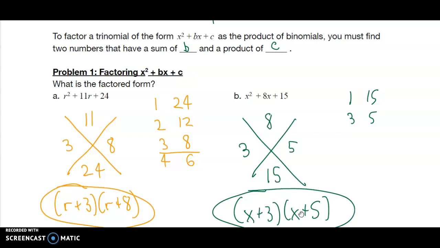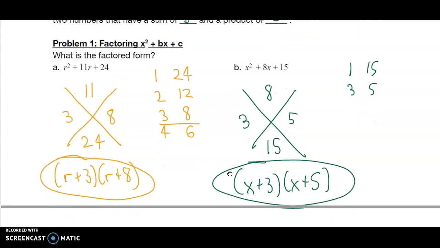That means I can factor this down as x plus 3 and x plus 5. Really, the only step is to think of those two numbers: what's going to add to get your middle term and also multiply to get your last term.